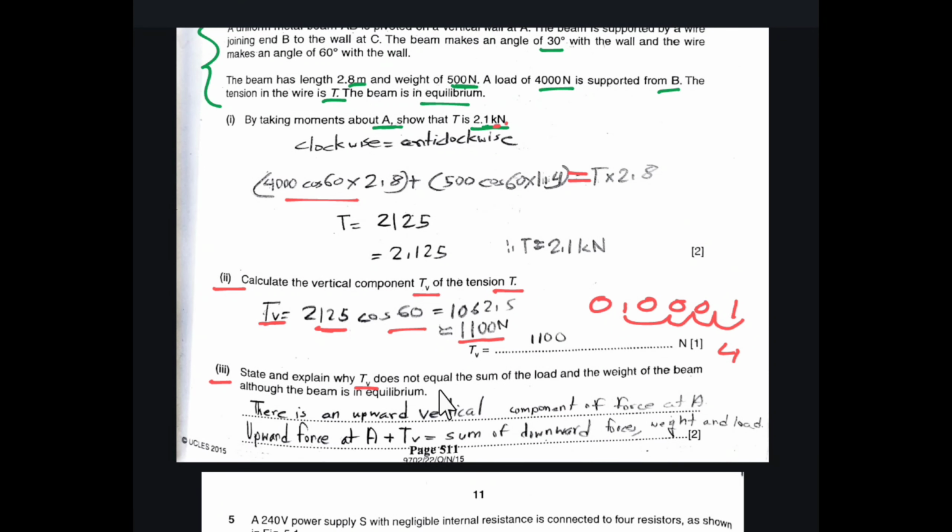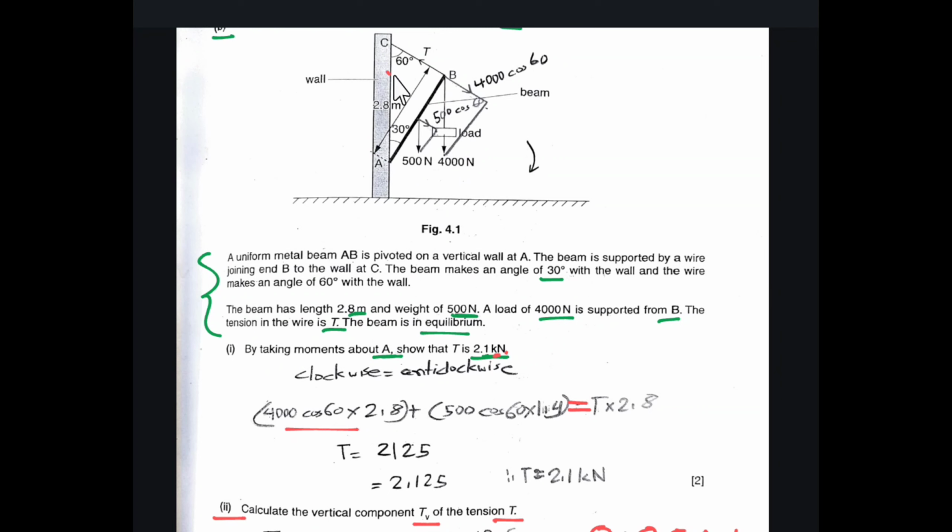State and explain why TV does not equal the sum of the load and the weight of the beam, although the beam is in equilibrium. For this system, we can see that TV is acting upwards while the weight of the beam and the load are acting vertically downwards. At the point of contact at A, there must be some force acting, that is this force. So this force at point A and TV would be equal to the weight of the load and the beam.